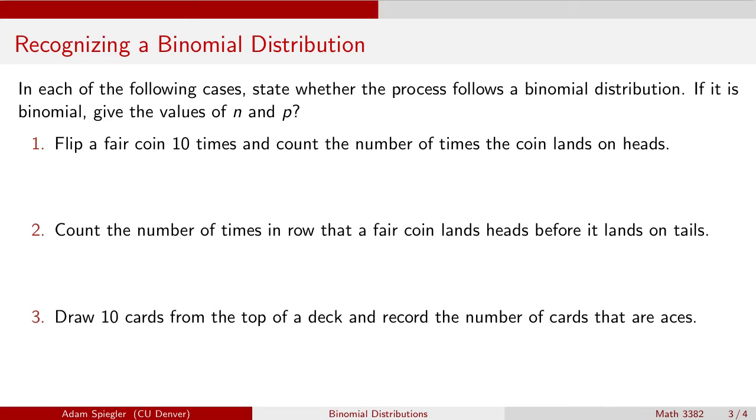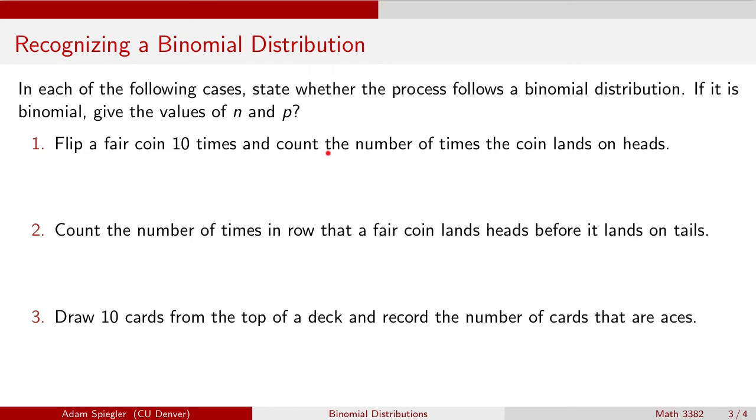So let's practice a couple more. If you haven't gotten the hang of this just yet, you want to check to make sure that this is sinking in. So I'm going to go through a couple more examples where we want to determine whether or not we have a binomial distribution, and if so, what are the values for n and p.